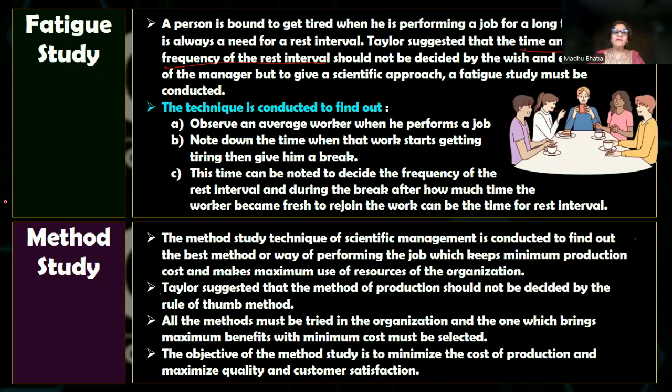All right. Then after fatigue comes our method study. Its simple keyword is: one best way. Taylor says that various ways of doing the work should be identified. All these should be analyzed. Work should be carried out on the basis of all these. And then the one best way should be found, and that one best way should be followed throughout the organization.